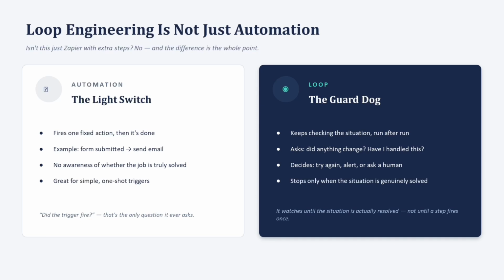Then if something is changing, it will also decide what to do: whether we need to try again, or alert, or ask the human. We will also check for that. Then the last: stop only when the situation is genuinely solved. It will stop only when the situation is completely solved or the task is completely done.